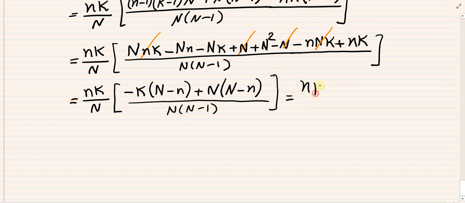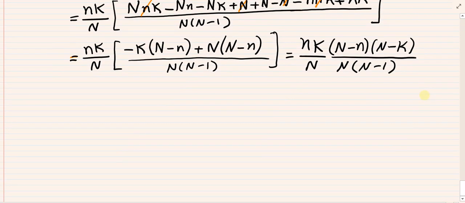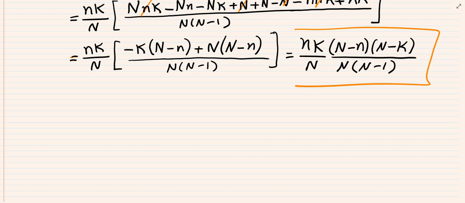This becomes nk over n, and then the factored form is capital N minus n times capital N minus k all over capital N minus 1, right? And there you have this one. So that is the variance. Boy, not for the faint of heart, right? And that is the variance of the hypergeometric probability distribution.